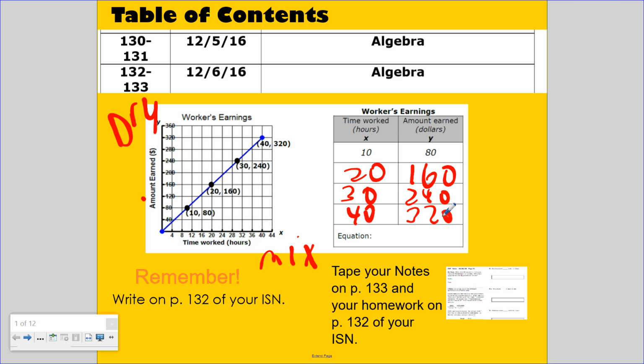So what is the relationship? To turn a 10 into an 80, I think the relationship is times 8. So you have to multiply the hours by 8, and it will equal the dollars earned. Or another way to say it, to find how much money you earn, you have to multiply 8 by the number of hours. So y equals 8x.